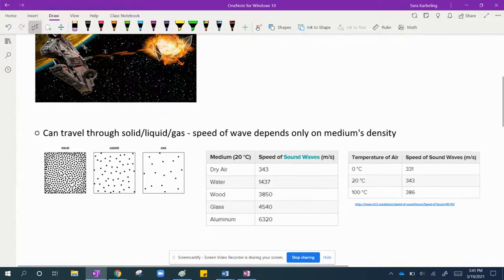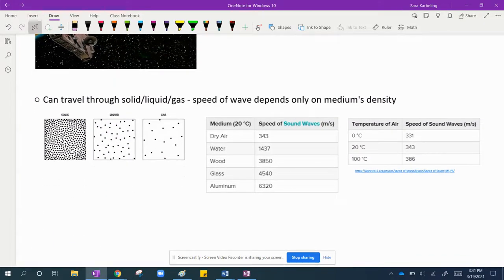We can figure out how fast a sound wave moves if we know the type of medium through which it's traveling. Sound waves can travel through solids, liquids, and gases. The speed of the wave depends only on the medium's density. You know from chemistry or from other science classes that the density of a material is basically how tightly packed the molecules are within that material. We know that solids generally have a higher density than liquids, and those are higher than the density in gases.